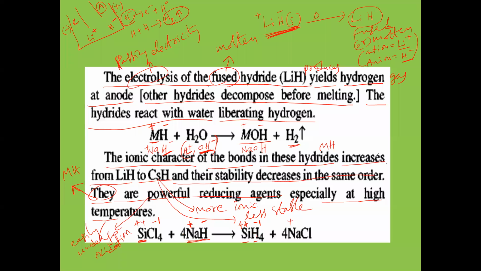Silicon tetrahydride. Okay, silane we say here. Like what now? CH4 is called methane. The same way, SiH4 is called silane because carbon, silicon, germanium, tin, lead, these are 14th group elements now. Now CH4, if it is giving, SiH4 will be forming. CH4 and SiH4. So this is silane here. Silane is produced here along with NaCl.